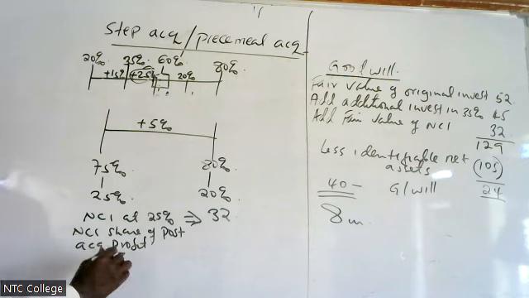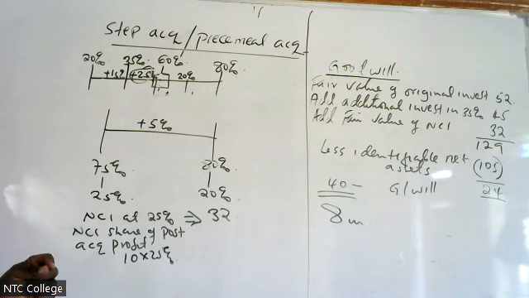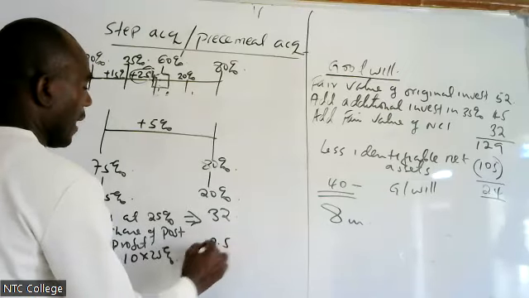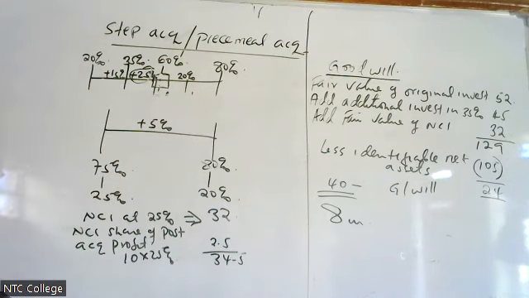NCI share of post-acquisition profit, which is 10 times 25%, because we said since we gained control, the profit was 10 million. Therefore, it's coming to 2.5. When you add, you get 34.5. Therefore, NCI at 25% is 34.5. Then we come now to reduce 5%, less 5% of 25%.